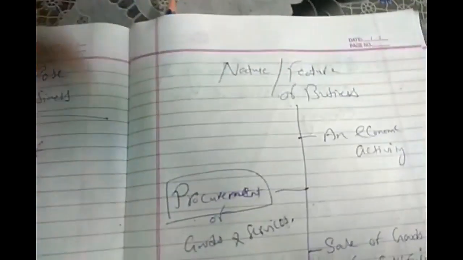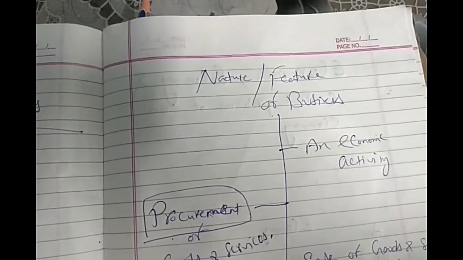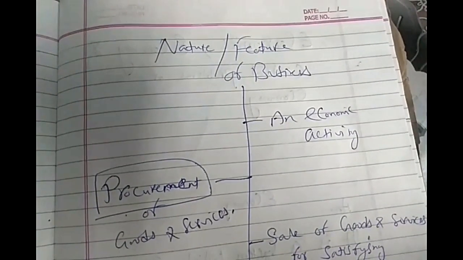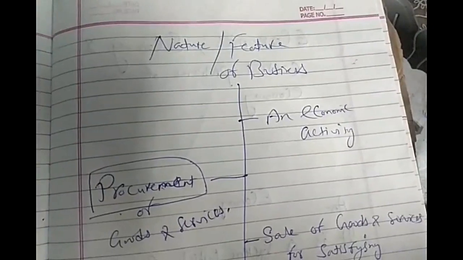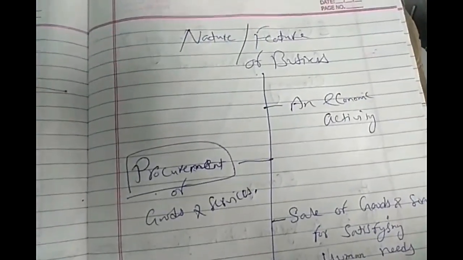Next, I am going to tell you the nature and features of business. The first feature is that it is an economic activity. How is it to be considered as an economic activity?